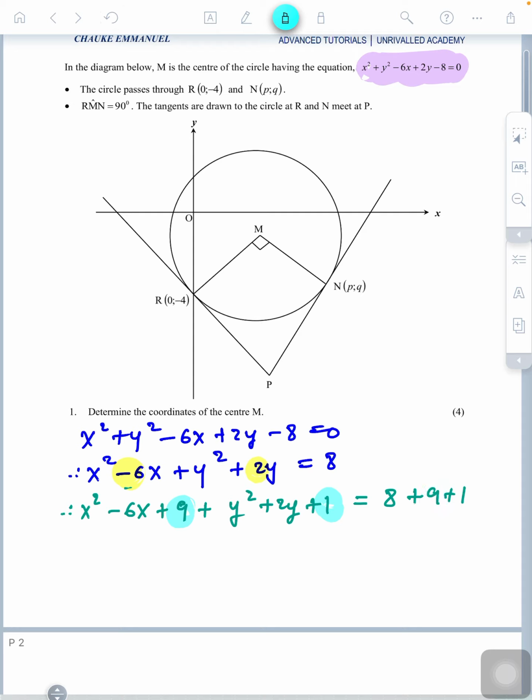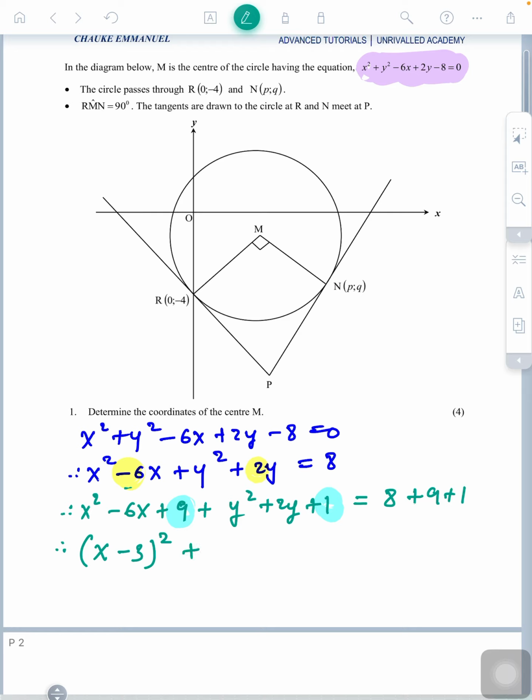So now what I will do is make this first expression here a perfect square, and this one to be a perfect square too, so that I can get my center there. So how do I do that? I'm going to say to myself, well, this is going to be x minus 3, and then I have to square that. If I expand that, it's going to give me back x squared minus 6x plus 9. I hope you know how to do this one.